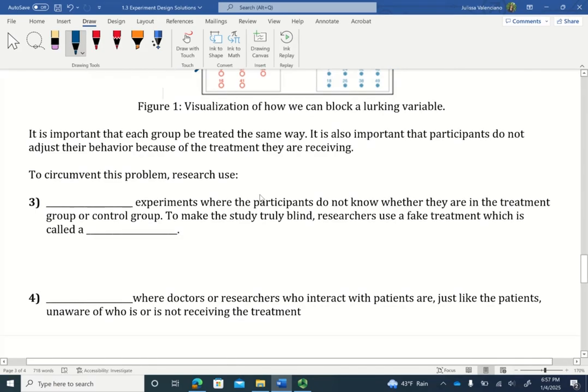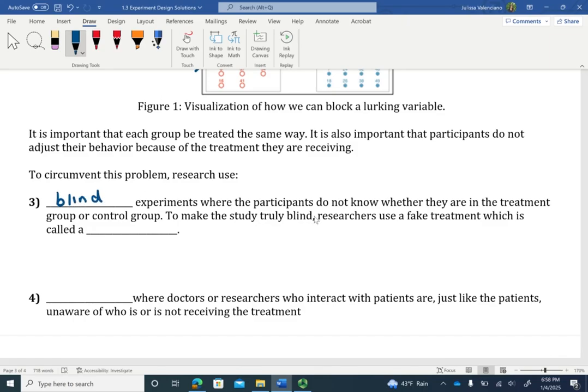And then we have the participants in the control group who would know that they're in the control group, who would know that they didn't get a stent, and so maybe they are not going to adjust their behavior, or maybe they are. Who knows, right? Again, we don't want to see a change in their behavior. We're trying to test if the stent is going to have an impact on having a stroke. Okay? And so to circumvent this problem, researchers use what we call a blind experiment.